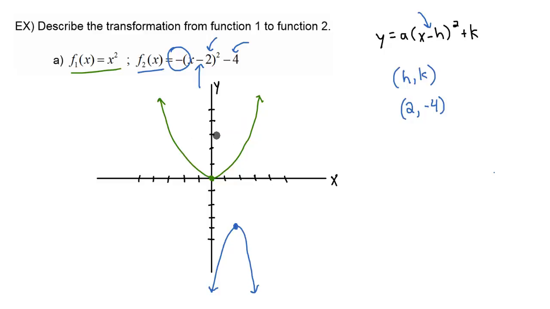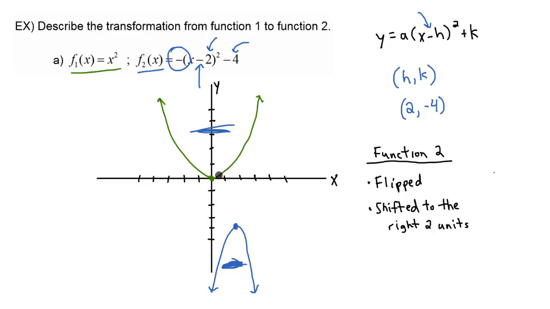Technically, both of these parabolas should be opening up at the same rate, I guess you'd say, because our a value didn't change other than the fact that it's negative. But you can see that this one kind of looks a little bit narrower. This one looks wider. That's just because I'm doing it by hand and it's not perfect. So go ahead and just disregard that part of it. So now in terms of describing what happened, it looks like function 2 was flipped, and then it was shifted to the right twice, and it was also shifted down 4.